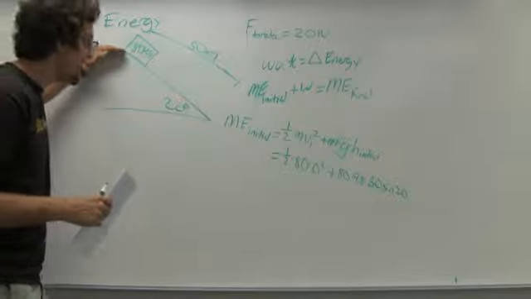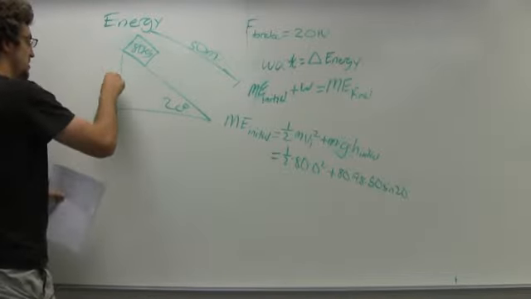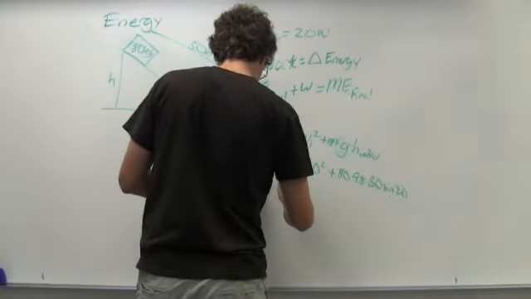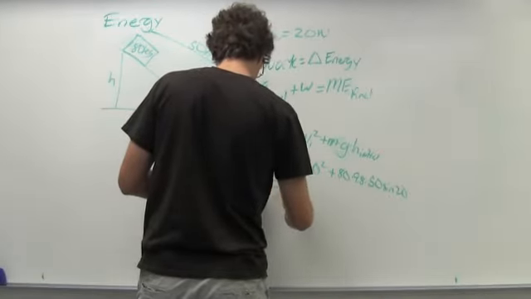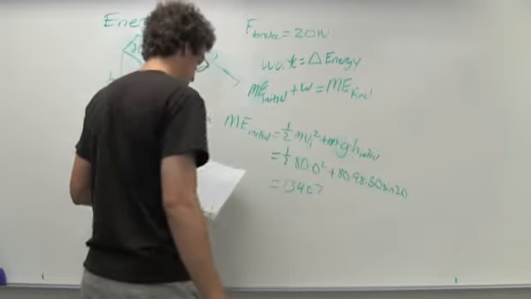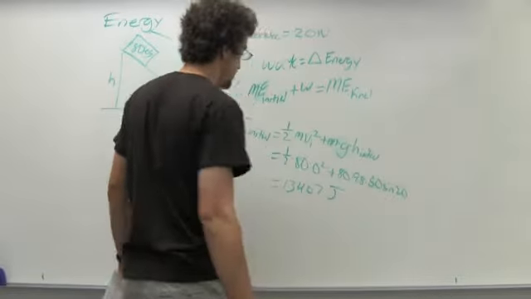We want our initial height here. For our initial height, we can't use 50, we have to take this. So we're going to use 50 sine 20, and that comes out to be 13,407 joules. Put units on there, joules.